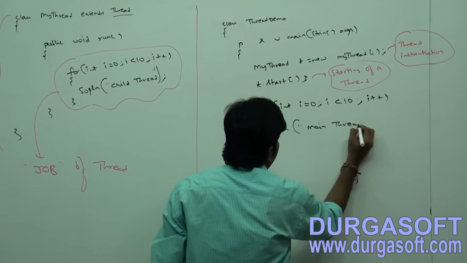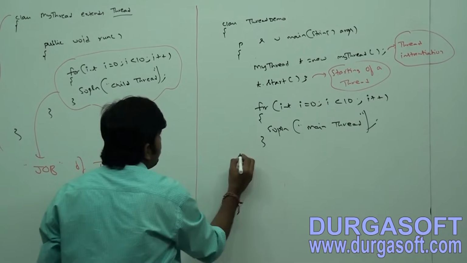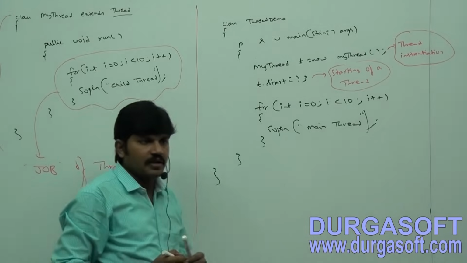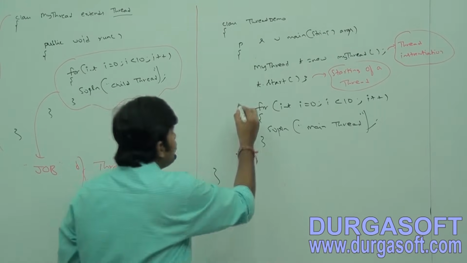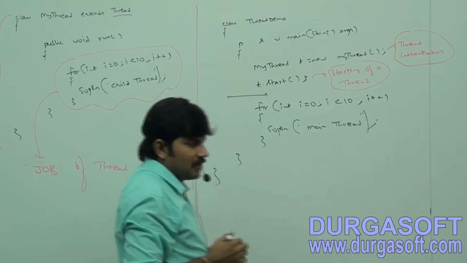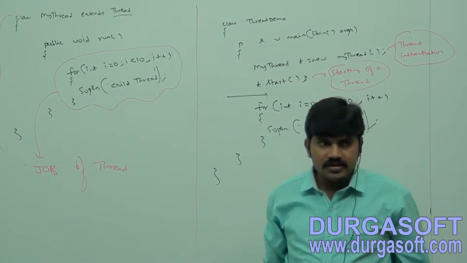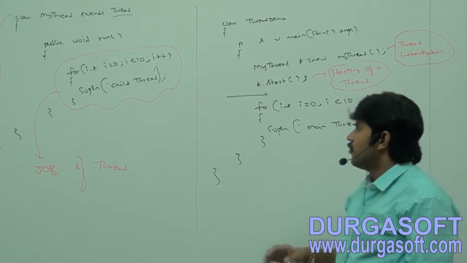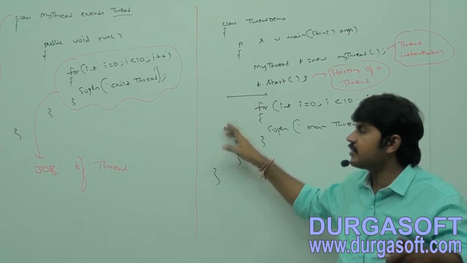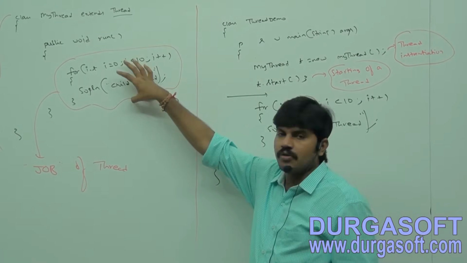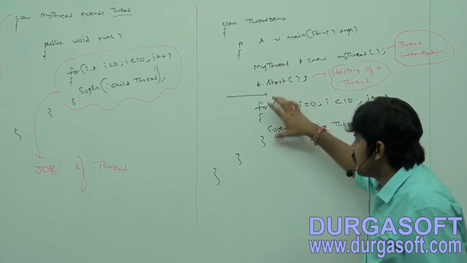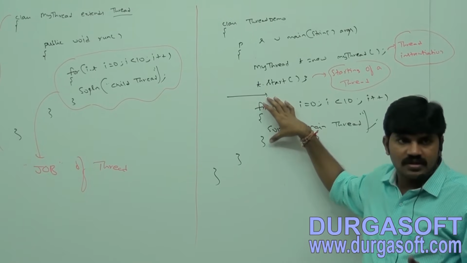The main thread code, like I am taking, right? Are you getting it? So after t.start(), how many threads are there? Two threads are there. Main thread and child thread. The child thread is responsible to execute the run method. The main thread is responsible to execute this code. Is it clear for all of you?